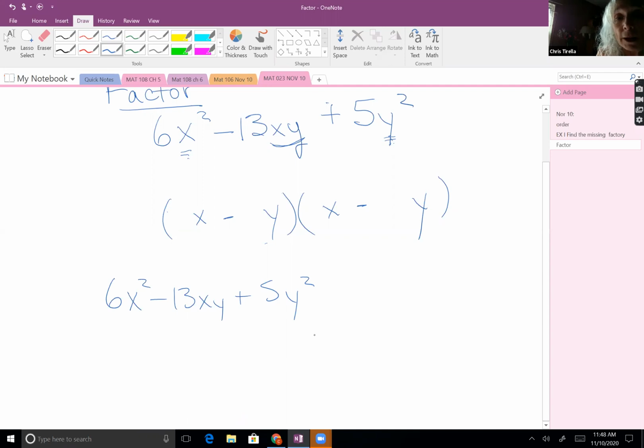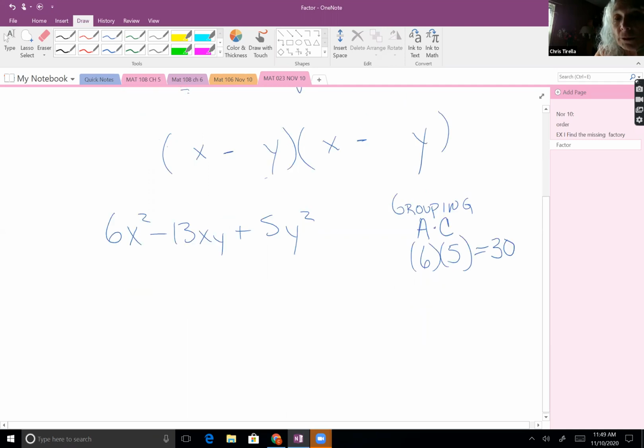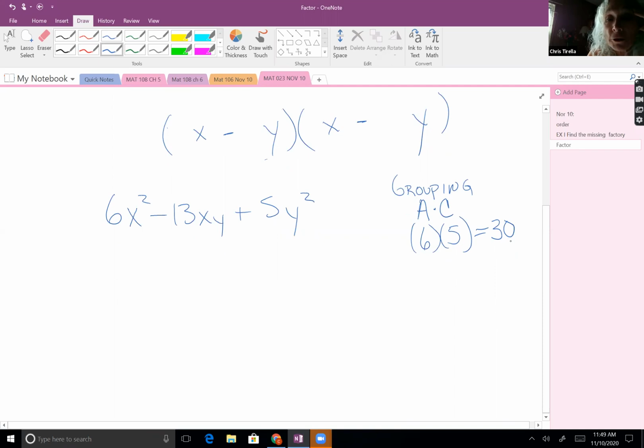And so doing my grouping, again, I want to start with the product A times C. A times C would be 6 times 5, or 30. So now I want to find numbers that multiply to 30, but add to negative 13. Well, in order to add to negative 13 and multiply to positive 30, is everybody all right? They're both going to be negative numbers.